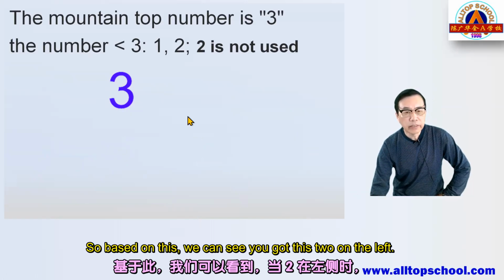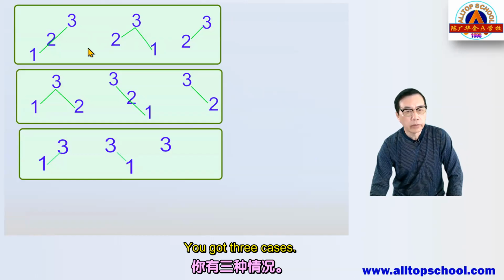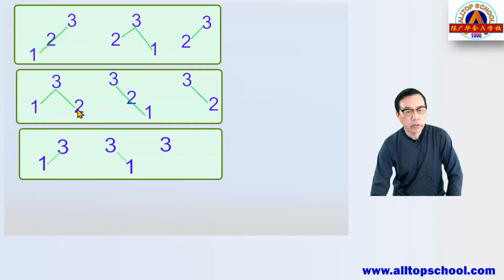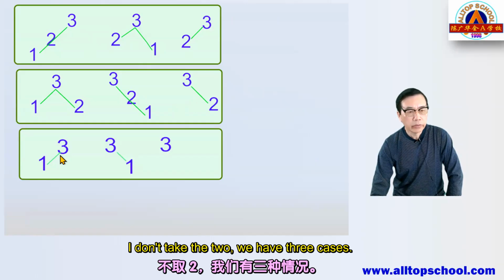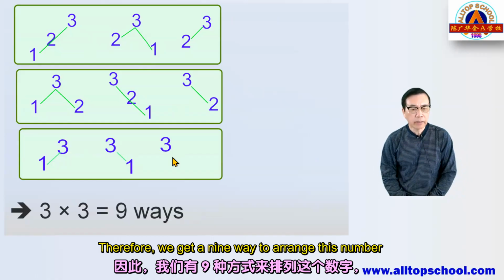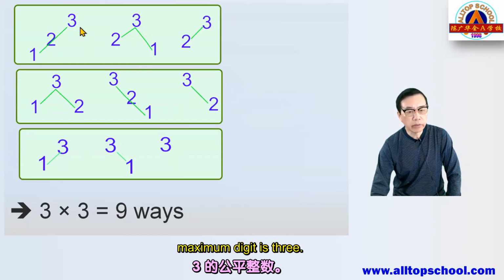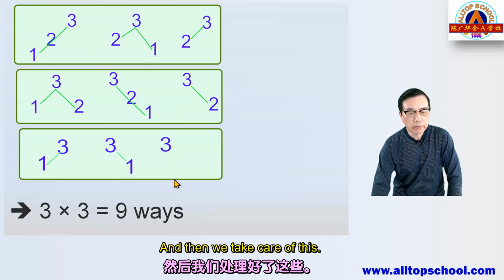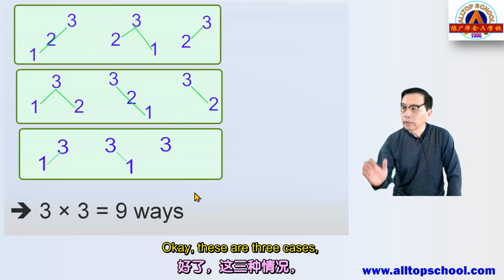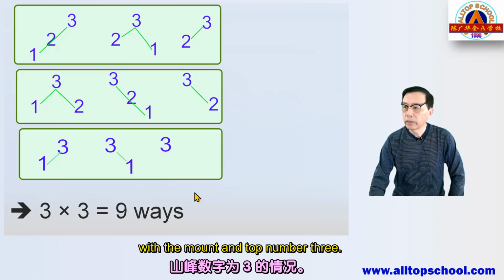So based on this, we can see you got this 2 on the left, you got 3 cases. 2 on the right, we have 3 cases. I don't take the 2, we have 3 cases. Therefore, we get 9 ways to arrange these numbers to get the fair integers with the maximum digit being 3. And then we take care of this. Okay? These 3 cases just completely take care of everything we needed with the mountaintop number 3.